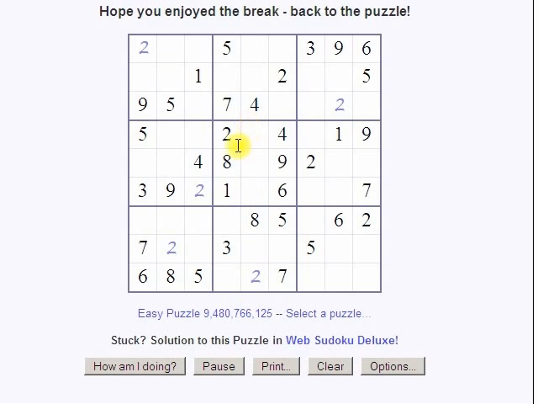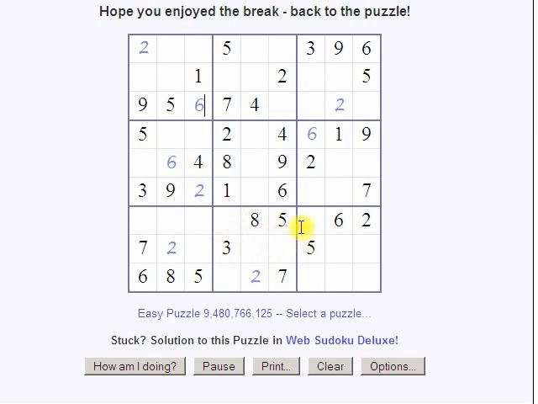Not much with 3, not much with 4, not much with 5. For 6, for this block, this has to be 6. And if this is 6, this has to be 6. And therefore, for this block, this has to be 6.